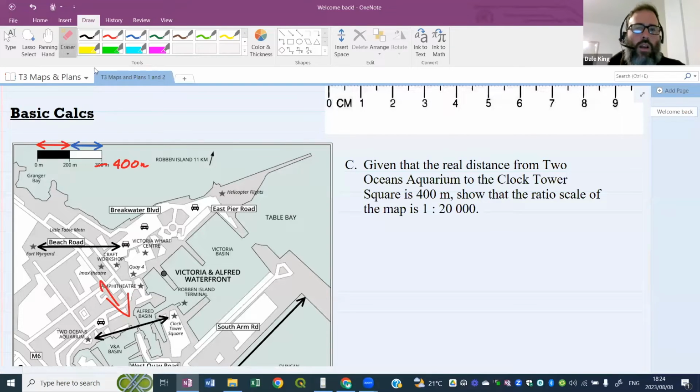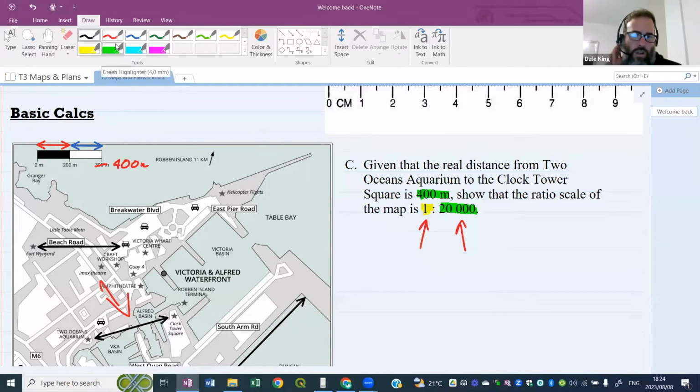How do we work this out? For this ratio here, we need two things. We need to create this ratio and prove the ratio is 1:20,000. Now there's two parts to this ratio. I'm going to highlight in yellow, instead of writing the words. The yellow part is the map measurement. The green part is the real world measurement. So our ratio needs two parts. The question gives us a real world measurement.